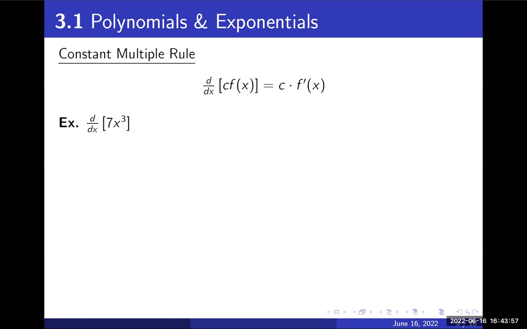Moving on to the constant multiple rule. Now, don't mix up the constant rule with the constant multiple rule. The constant multiple rule is when we are taking a constant and multiplying it with a function, c times f of x. In that case, when we do the derivative, the constant c will just carry along, and we multiply it by the derivative of the function, f prime of x.